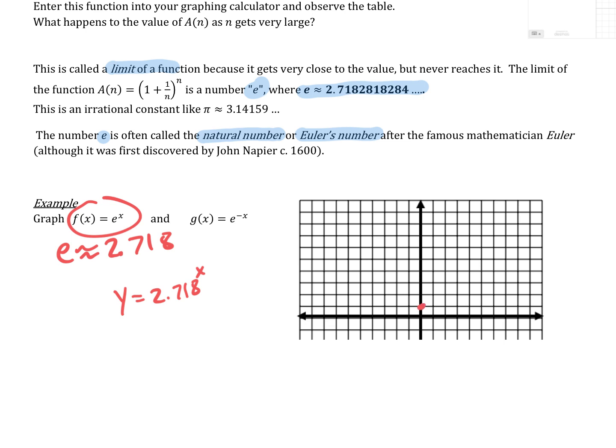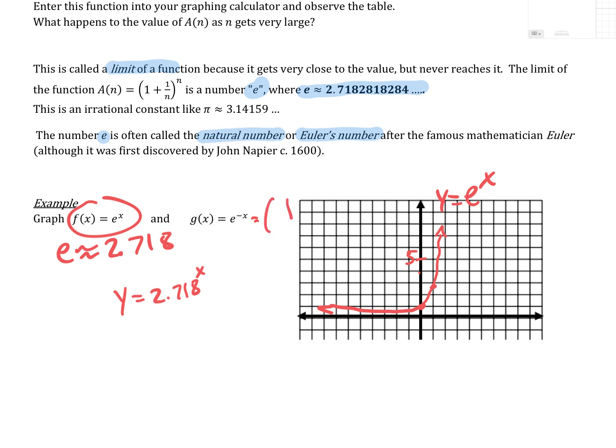We know it goes through (0, 1). And when x is 1, y will be about 2.718. All right, so we'll mark our axes here. Got the point (1, 2.718). It's going to go up about like that. And we know it's going to go down to the left, getting closer to the horizontal axis, something like that. So this is the graph of y equals e to the x. That's what it would look like.